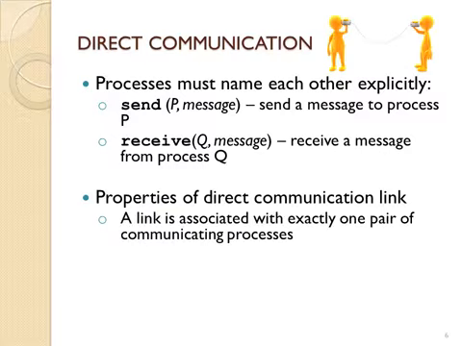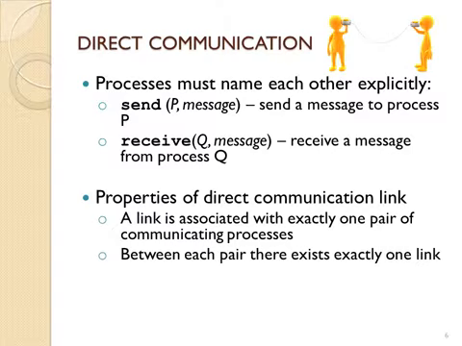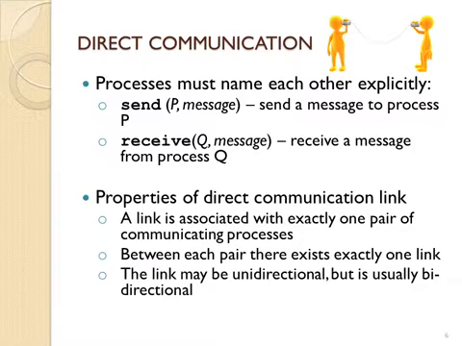So the link is associated with exactly one pair of processes. Between each pair, there's only one link, and the link may be, and usually is, bidirectional, meaning the communication can go in both directions, but it may only go in one direction. And again, this is just a logical concept of how communication links are set up in operating systems.